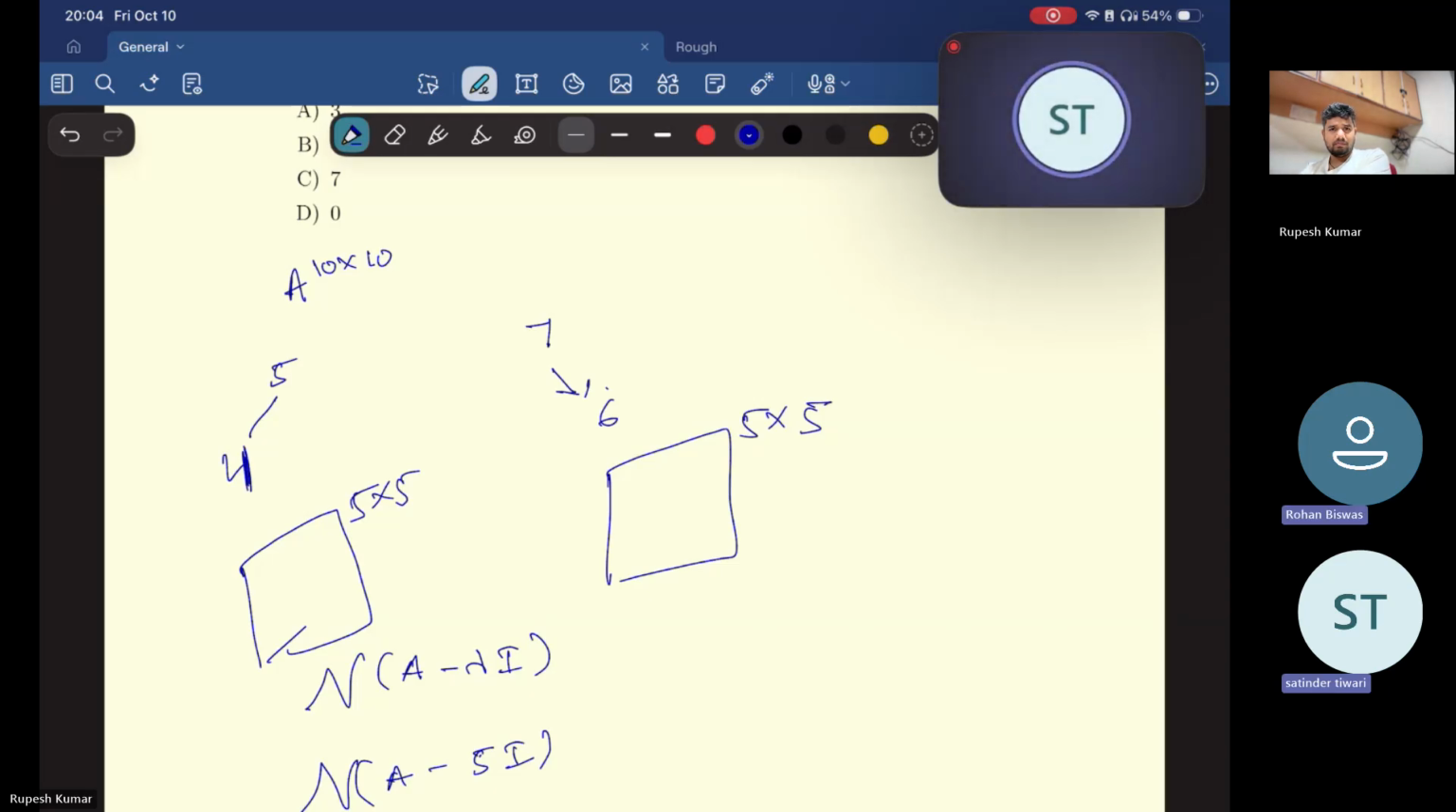Rohan, are you listening? Hello, excuse me, I'm back. So I'm asking why the geometric multiplicity is not greater than the algebraic multiplicity. Why does the inequality hold?